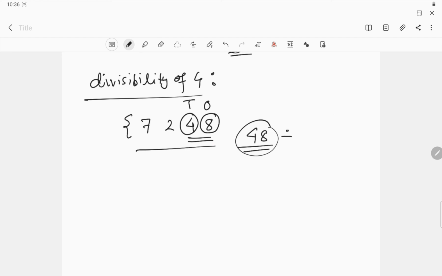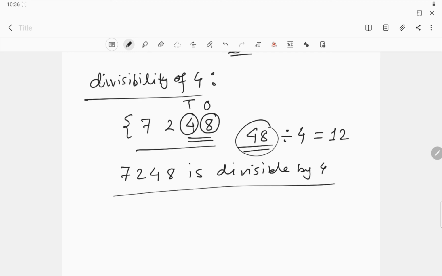Yes, if you divide 48 by 4, you will get 12. Yes, 48 is divisible by 4. So we can say the number 7248 is divisible by 4. So this is the process. A number is divisible by 4 if the number formed by the digits at its tens and the ones place is divisible by 4, then we can say it is divisible by 4.